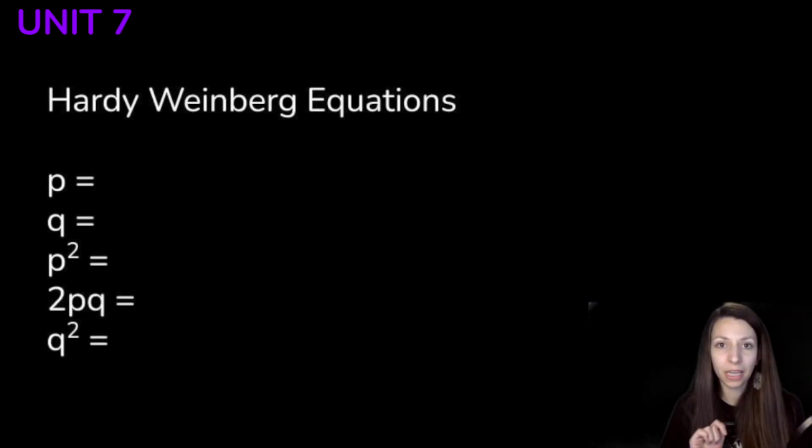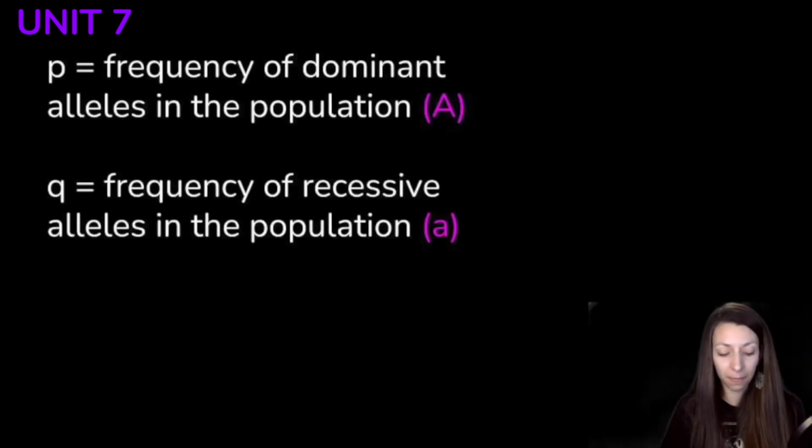So P is going to equal the frequency of the dominant allele in a population. Sometimes we represent that with a capital letter, like big A. Next up, Q is going to represent the frequency of the recessive allele in a population. So for example, little a.